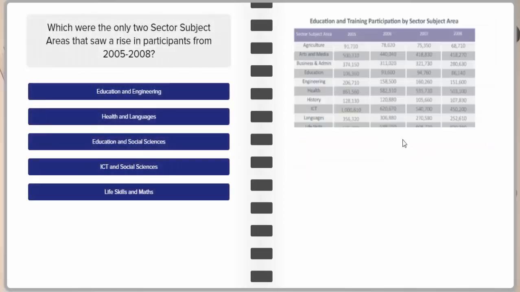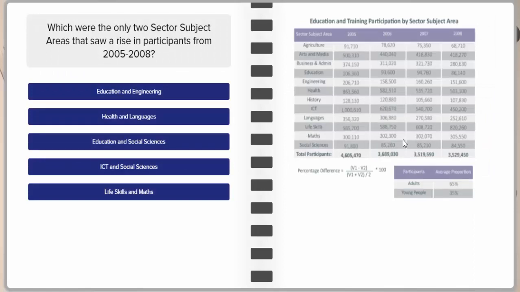It's a bit difficult question. So, okay, which were the only two sector subject areas that saw a rise in participants from 2005 to 2008? Those activities in which participants increased.